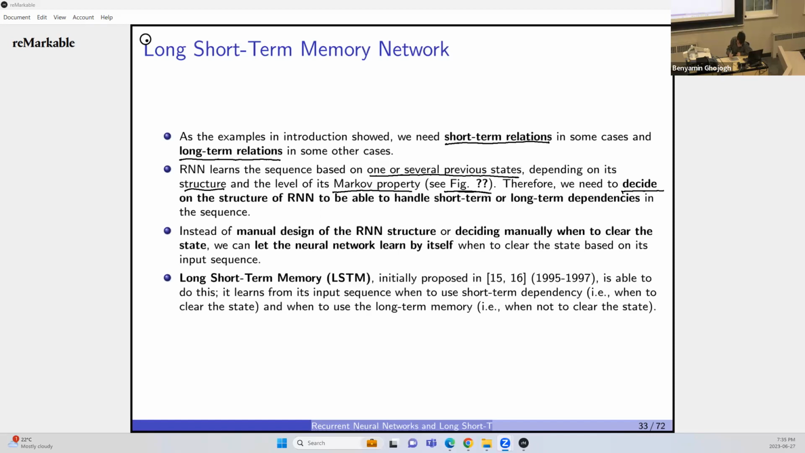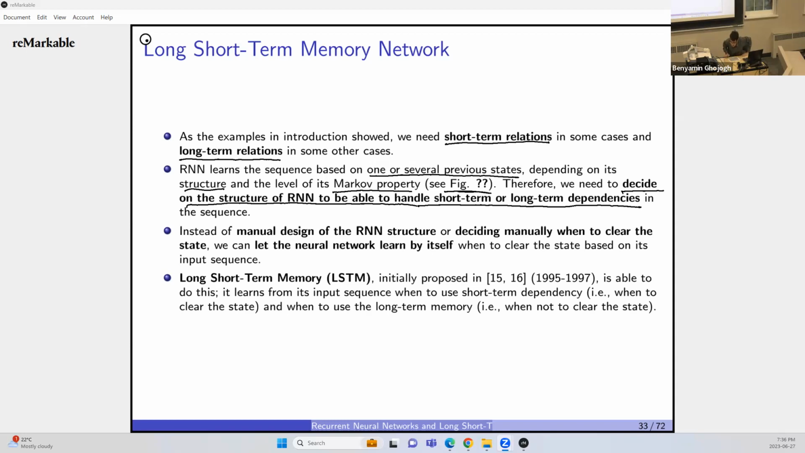Therefore, we need to decide on the structure of the RNN to be able to handle short-term and long-term dependencies. Why? What do I mean by this? The size of the window determines how long ago I want to learn in the RNN. Also, when the window becomes too large, we have the problem of gradient vanishing. So we need to change the structure of the RNN as we talked about, like leaky units, like longer delays. We already talked about this, right? So we modify the RNN manually.